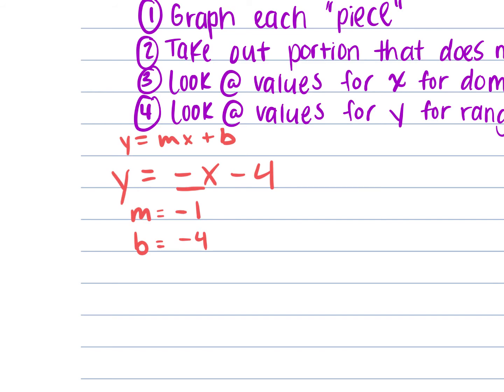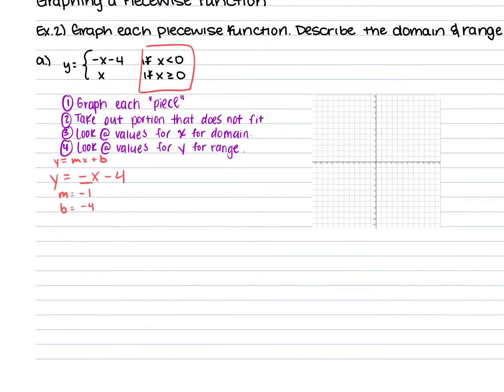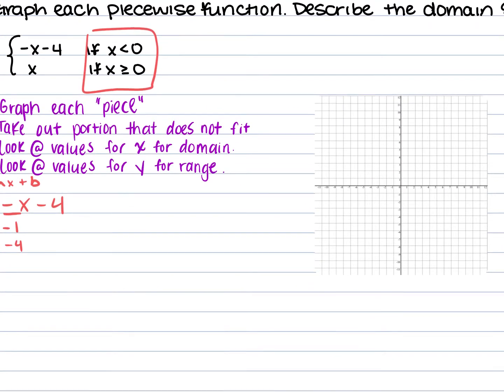-4. So start with my y-intercept. Where do I cross the y-axis? At -4, at my b. B always tells you where you cross the y-axis. This is your y.